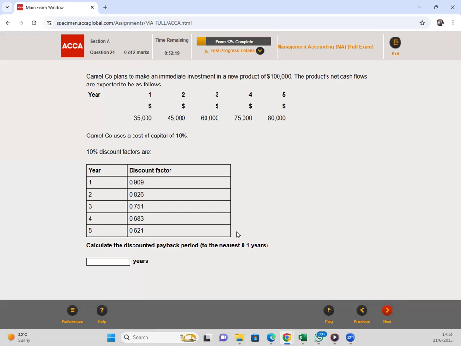So calculate the discounted payback to the nearest 0.1 years. The payback period, remember, is just the period we take before we recover our money. So if you invest money today, how long does it take before you recover that money back? So we look at our cash flows: 35, 45, 60, 75, 80.